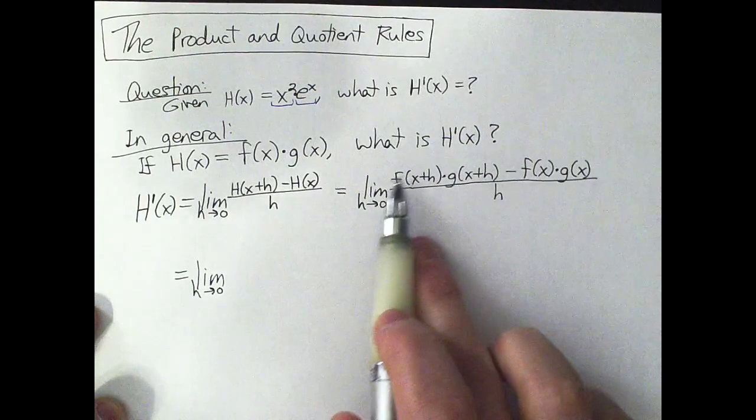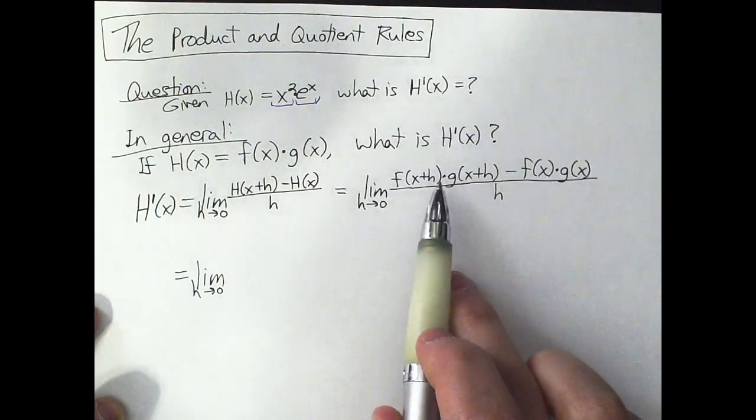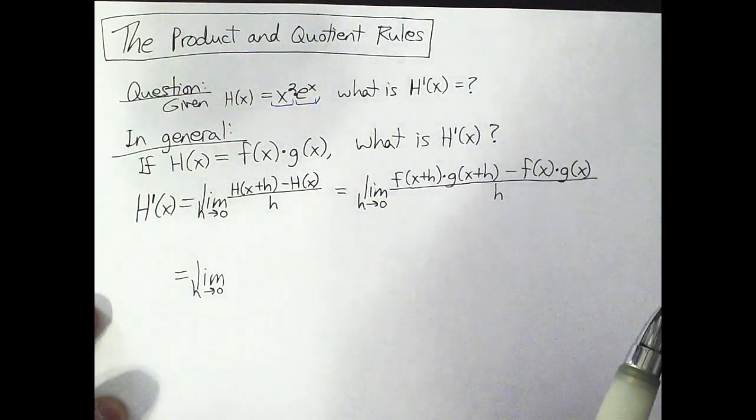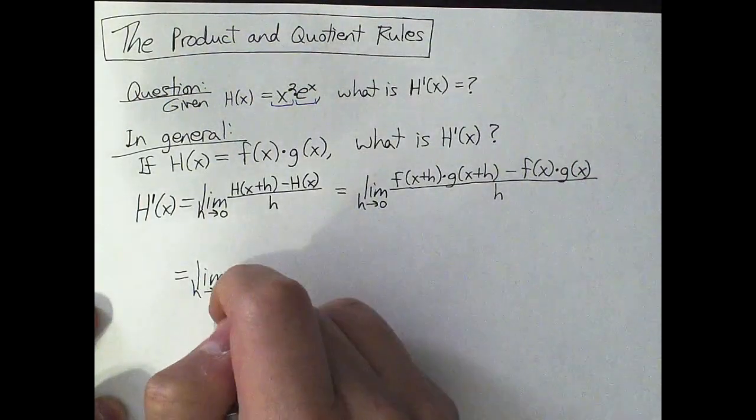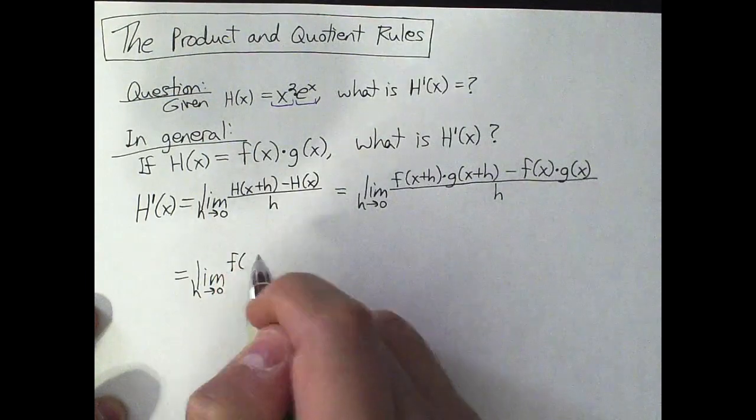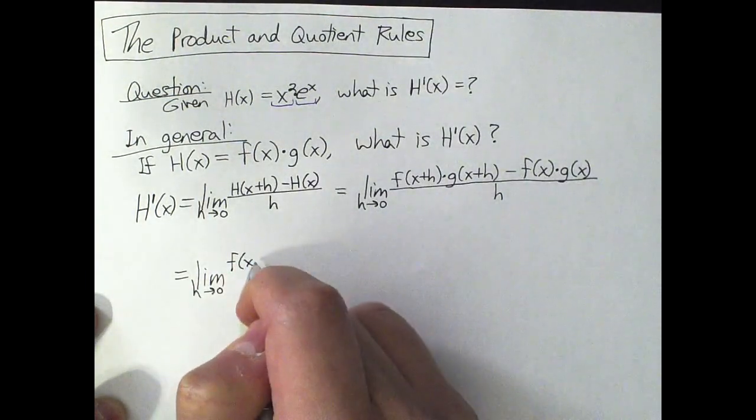We want to do something with this numerator. And there's nothing really that we could factor out or expand or cross out or anything like that. What we're going to do is, here's the first piece.